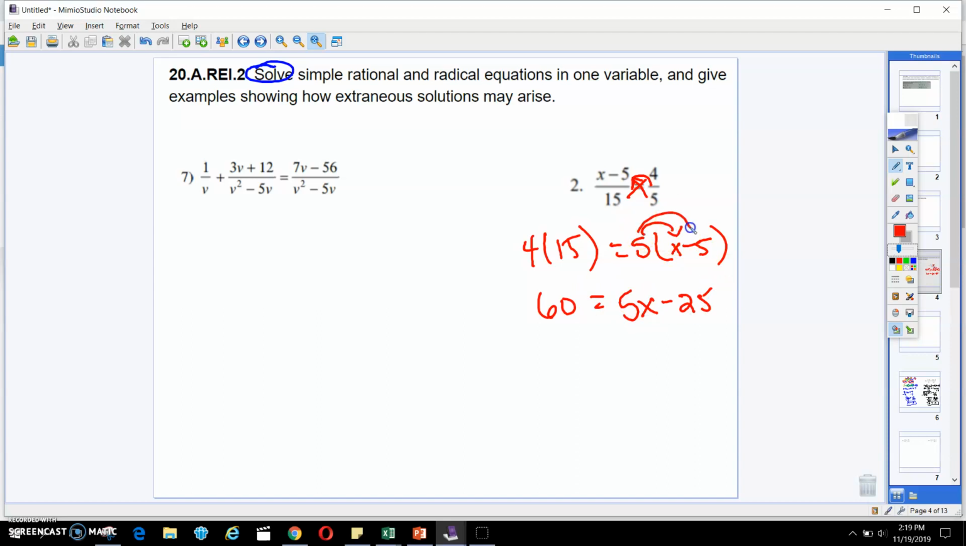And the way I got that is by distributing. I'm going to add 25 to both sides. And that's going to give me 85 equals 5x. I'm going to divide 5 on both sides. And x is going to equal 17.